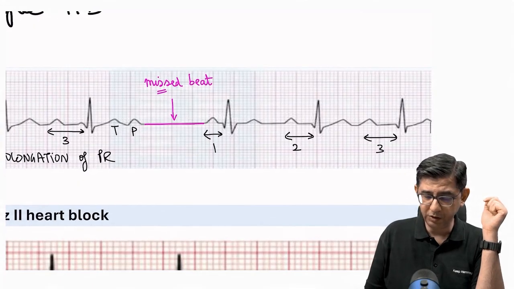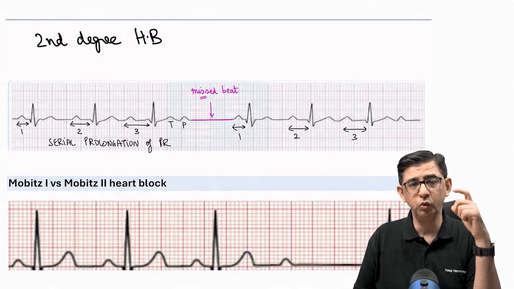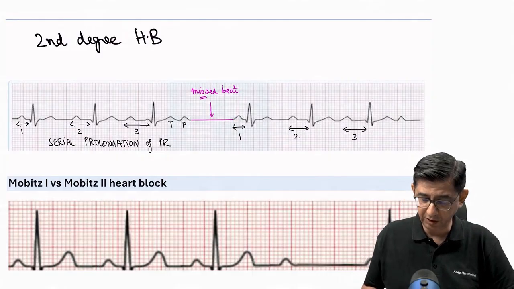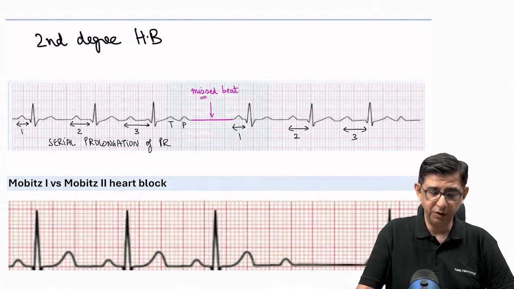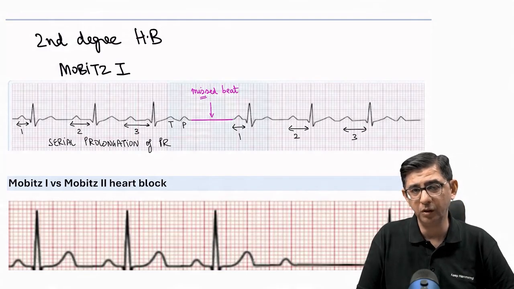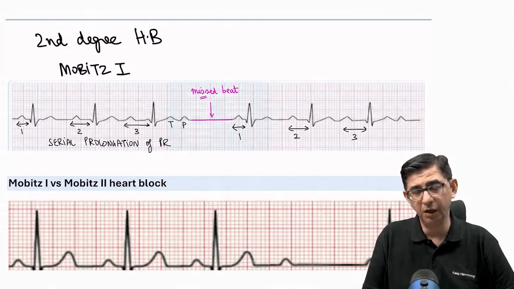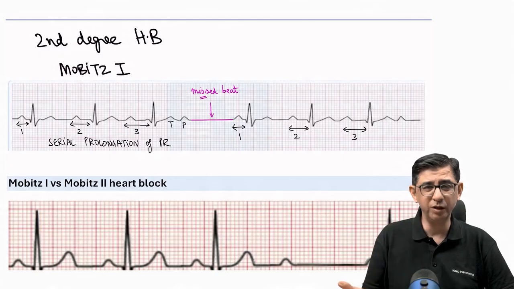Now, if I zoom out of the slide, the one thing that is very clear is that what is currently shown to you is called Mobitz 1 heart block. The highlight of this condition is a missed beat, and the second highlight is a serial prolongation of the PR interval. So one way to solve the MCQ is to calculate the PR interval the first time, compare with the second time, compare with the third time. It's a tedious job to do.